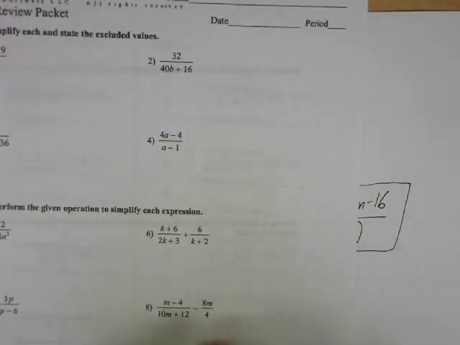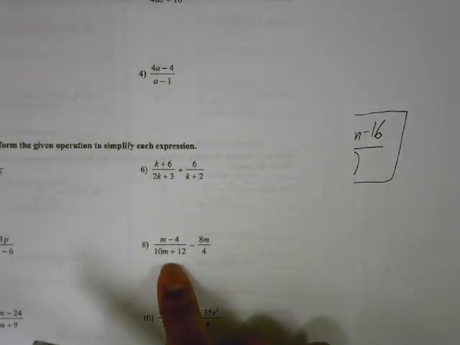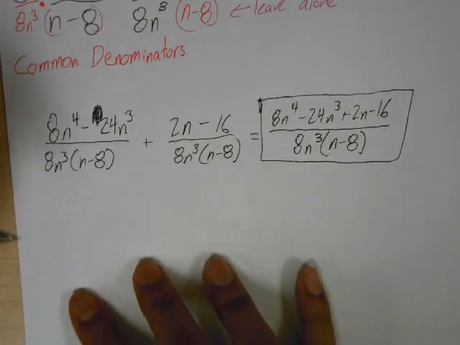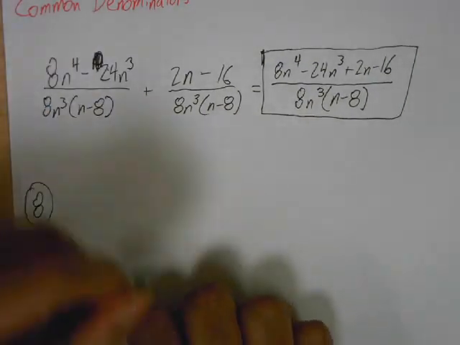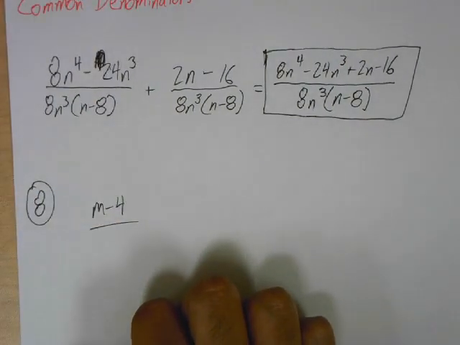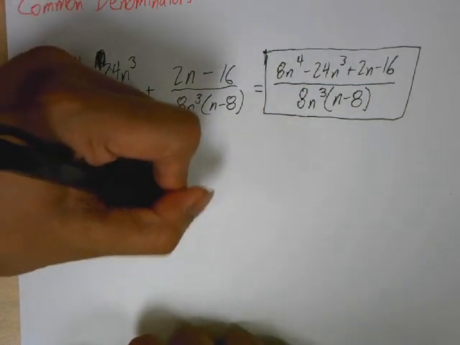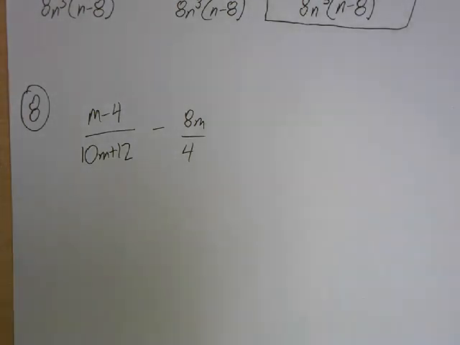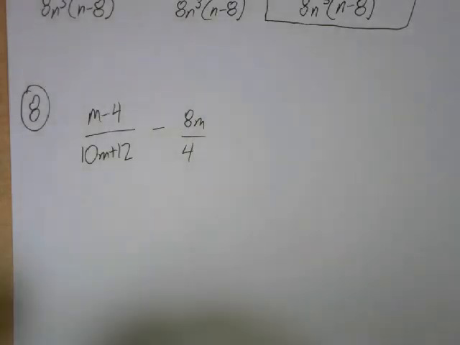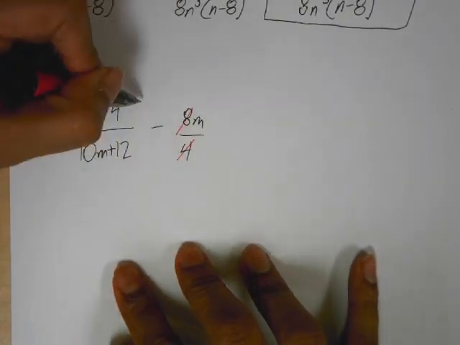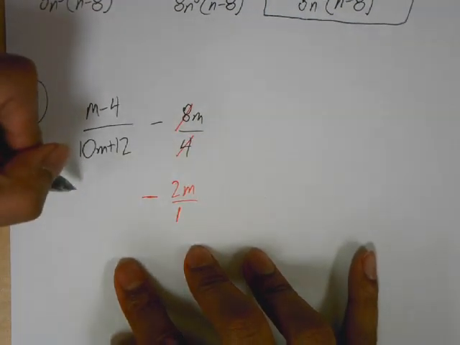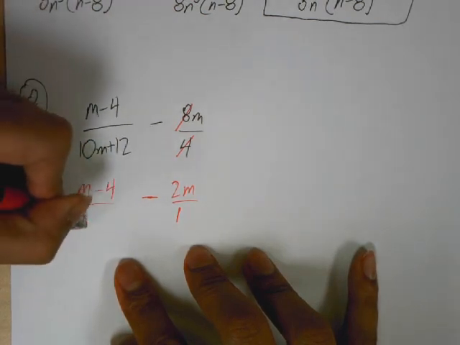So let's try number 8 on here, right? Number 8 is 8(m minus 4) over (10m plus 12) minus 8m over 4. Okay, so let's set it up down here. We've got 8(m minus 4) over (10m plus 12) minus 8m over 4. So we've got our problem, and again, to solve this, we're going to need common denominators. But before I do that, I'm going to see if this one simplifies. So I'm just going to cancel this out, and I'm going to get 2m over 1.